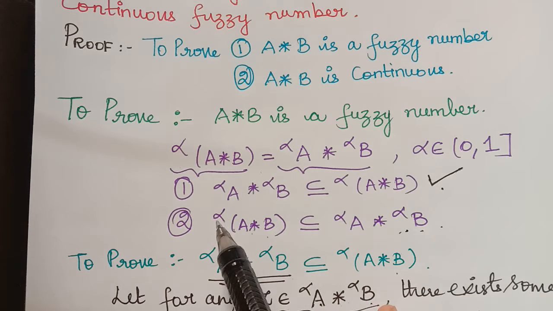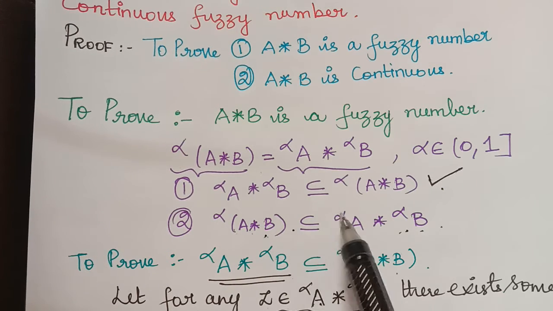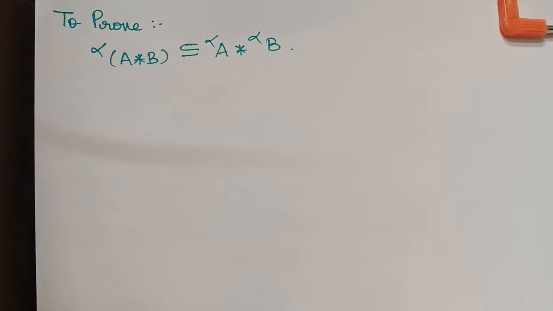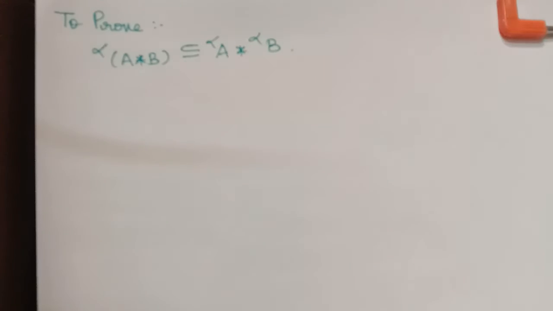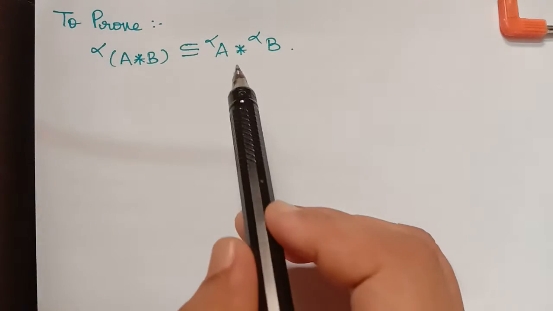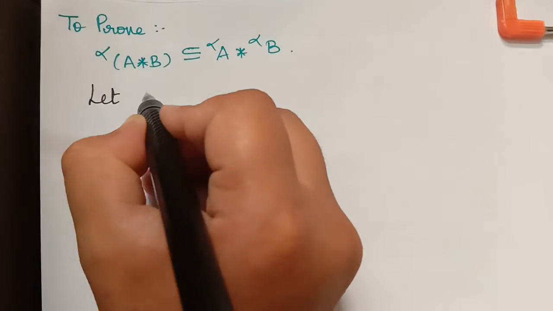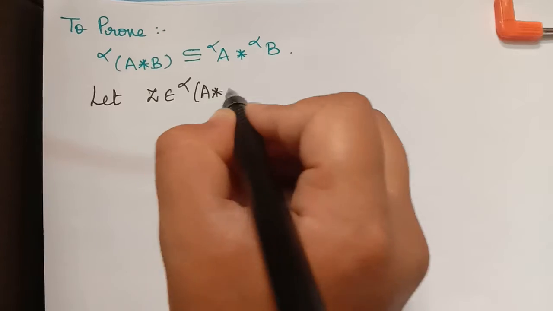That is, we have to prove that alpha cut of A star B is a subset of alpha cut of A star alpha cut of B, for which we first consider an element from this set, and we have to prove that that element also belongs to this set. So let us take an element. Let Z be an element of alpha cut of A star B.